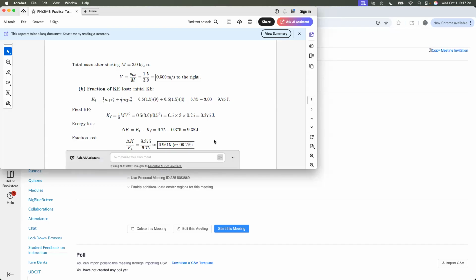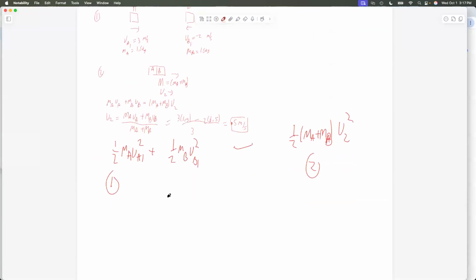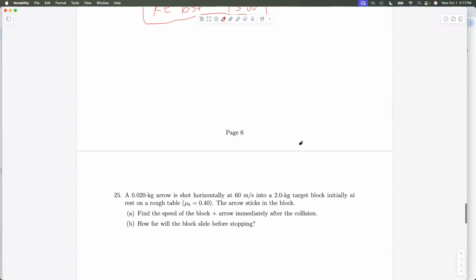All right. So the energy loss was 9.38 joules. This was all I would ask for. Lost was 9.38 joules. Again, assuming that ChatGPT typed all these numbers in the calculator correctly. So you go through, you check all that yourself.